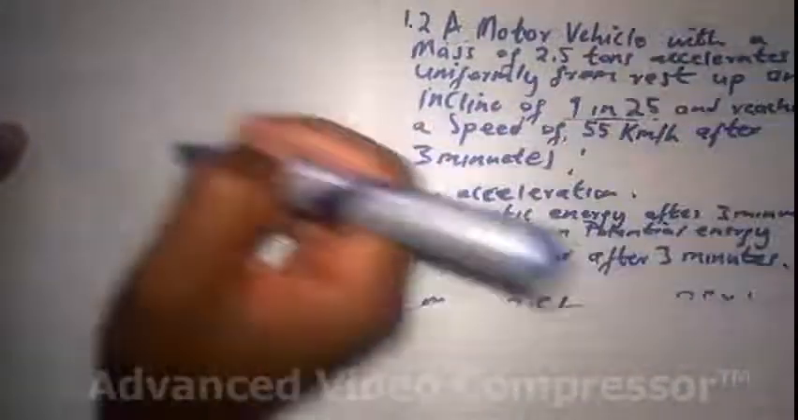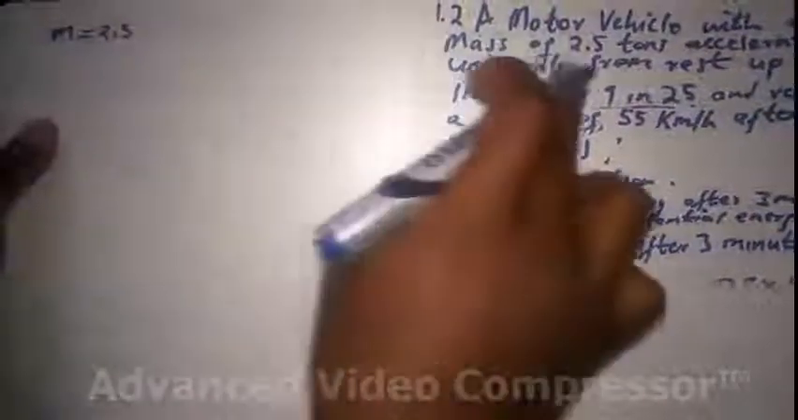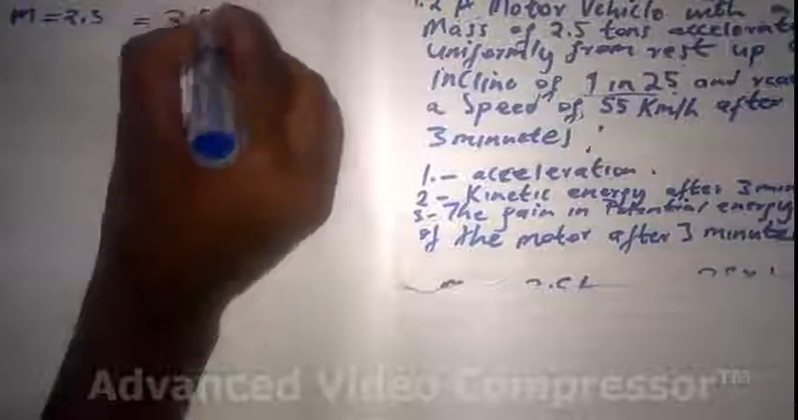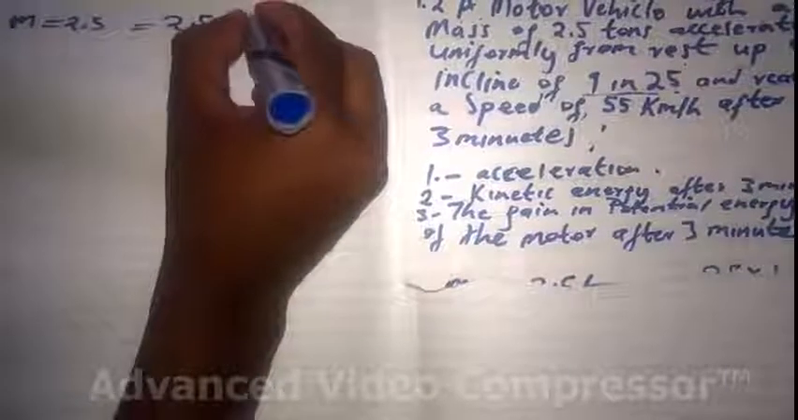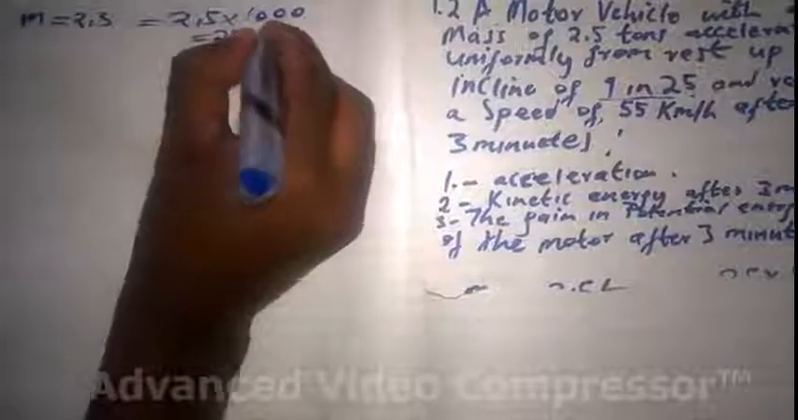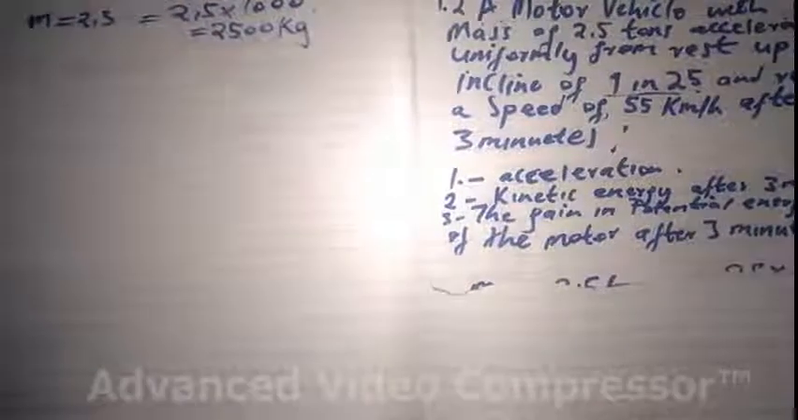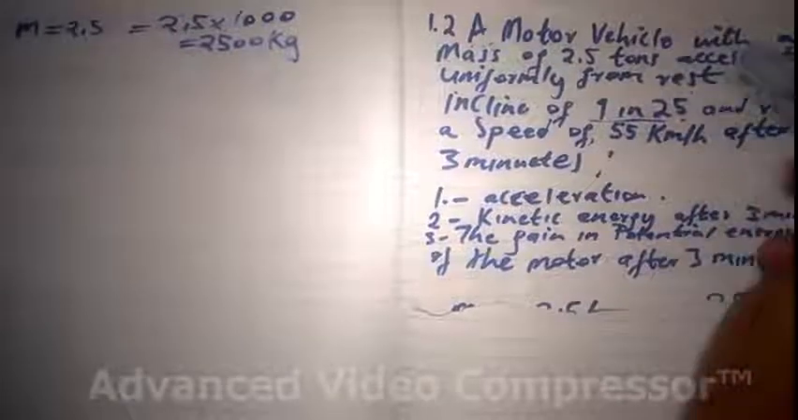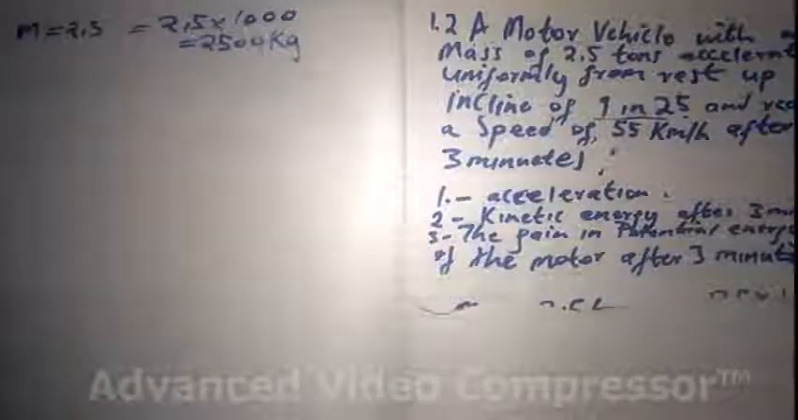Our mass is 2.5 tons, and therefore we should convert it to kilograms. And then 2.5 multiplied by 1000, which is equal to 2500 kg. Therefore, we must look for the acceleration.